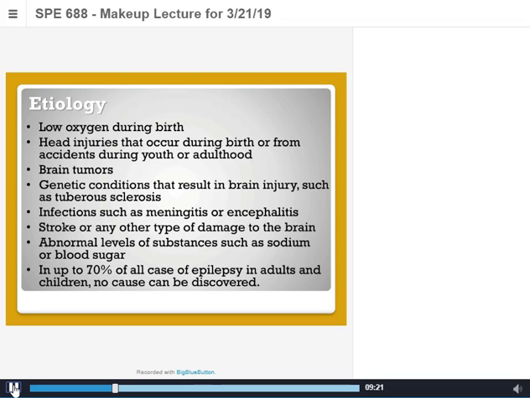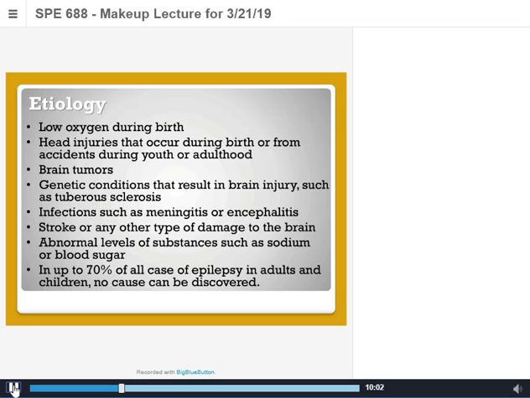So etiology: what might cause a person to have epilepsy? Here are some of the reasons that we might see this. It might be that they had low oxygen during birth. Head injuries can cause epilepsy, either head injuries during birth or even during an accident later in life. Brain tumors can cause someone to have seizures. Genetic conditions that involve brain injuries, such as tuberous sclerosis, which always results in the person having seizures. If the student has had meningitis or encephalitis, they could then have epilepsy or seizures.